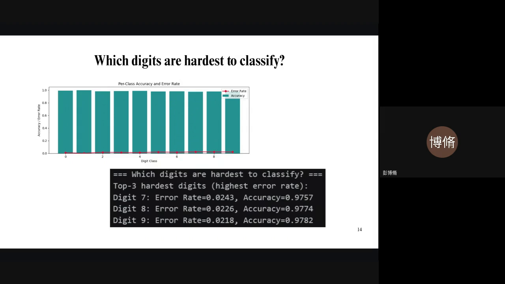A possible reason is that these digits have relatively more complex or variable shapes. For example, digit 8 contains 2 loops, so its handwritten form can vary a lot. Digit 7 and digit 9 may also look similar to other digits in some writing styles, which increases the chance of confusion. So although the overall model performance is strong, this class-wise analysis shows that the model is not equally confident on every digit class, and digits 7, 8, and 9 are the most challenging ones. Next page.